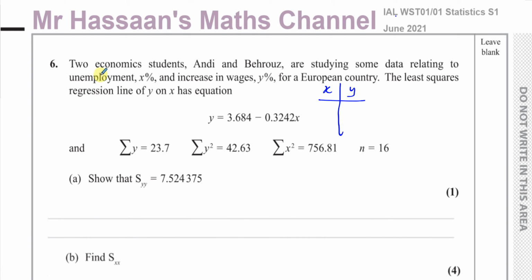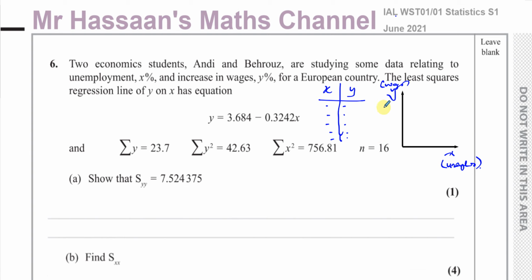What's happened is they had some x values and some y values. The x values represent the unemployment rate, and the y values represent the increase in wages. They have 16 data entries, and they plot those data entries on a pair of axes. You have your x and your y axis. Your y axis represents the increase in wages, and the x value represents the unemployment rate, the rate at which people don't have work.